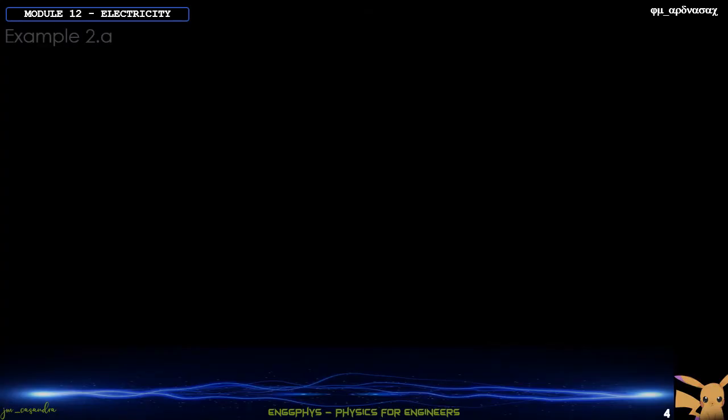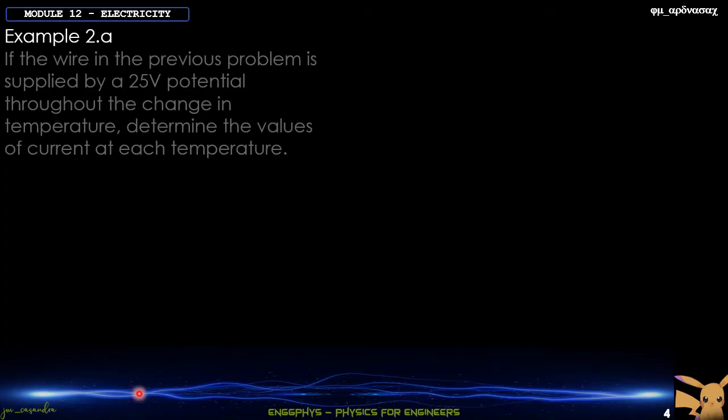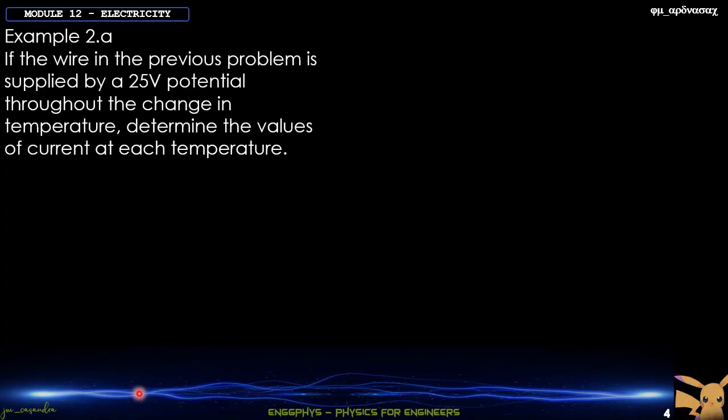Okay, in relation to example number 2, let us solve another example. If the wire in the previous problem is supplied by a 25-volt potential throughout the change in its temperature, determine the values of current at each temperature. For this problem, we'll only be applying our Ohm's law, which is V equals IR. In this case, the current will also change when our resistance changes.